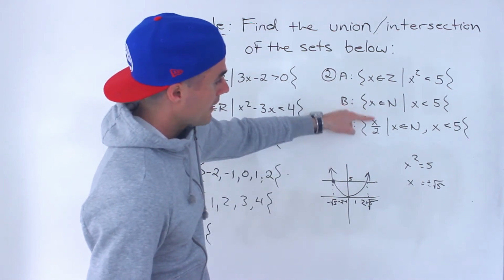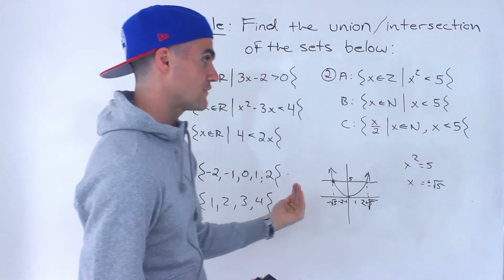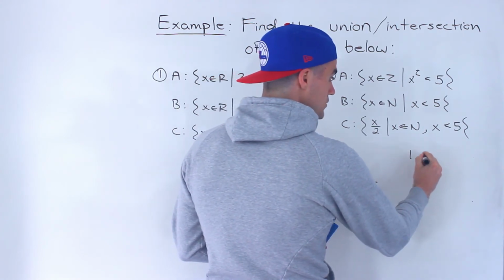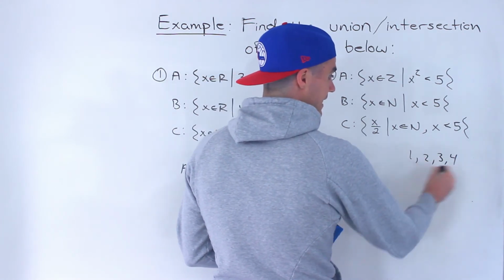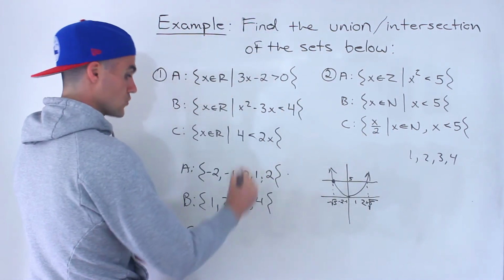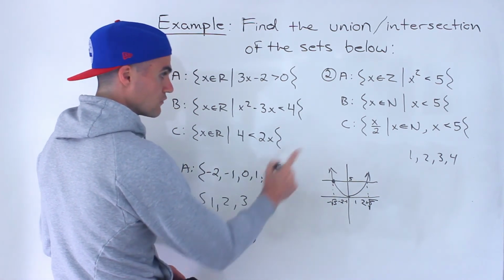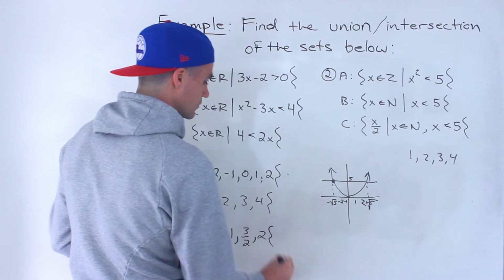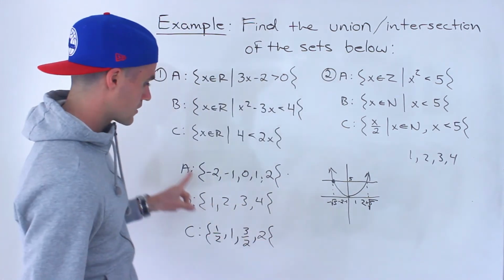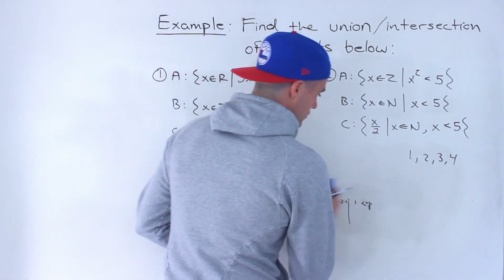And then set C, we have a formula, x over 2 for the elements, such that x is an element of natural numbers and x is less than 5. So all the natural numbers that are less than 5, what were they? They were 1, 2, 3, 4, but now we have to plug them into this formula. So we would have 1 over 2, 2 over 2, which is 1, 3 over 2, which is 1.5, and then 4 over 2, which is 2, like that. So we took these sets and rewrote them like this, and now this is just way easier to work with.